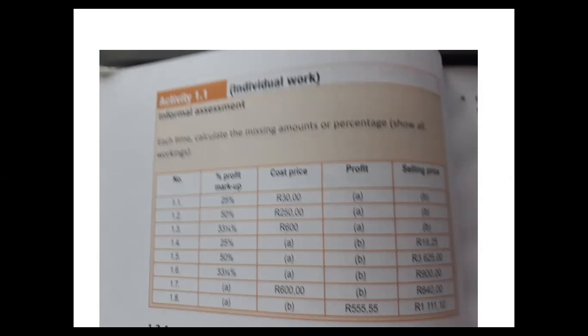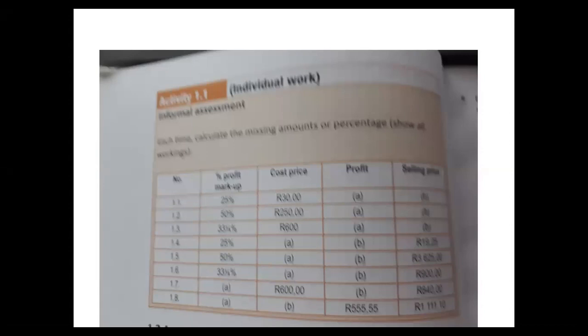Let me do 1.4 first, and then you can continue with the examples there. So 1.4, we have the percentage of 25%, and we have the selling price of 19 Rand 25. So this time, you're first going to calculate the cost price. So how do you calculate the cost price?